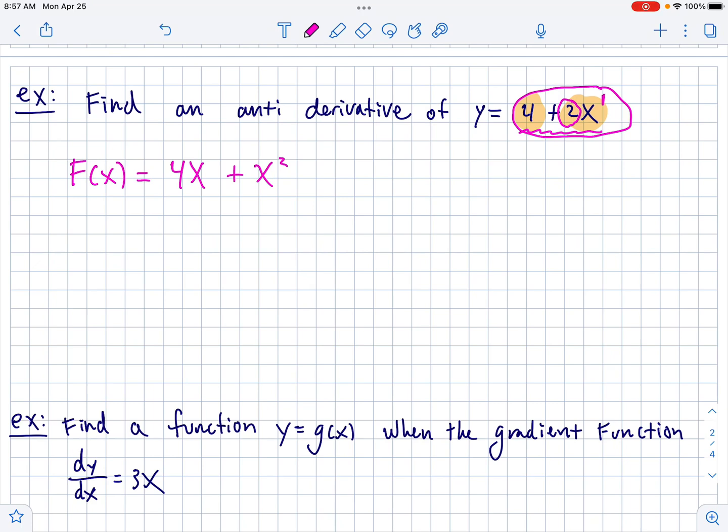Now, whenever I think I've found the answer, I always look at this right here and do a quick derivative in my head to make sure you get the original back. So if you take the derivative of this function, I do believe that you get 4 plus 2x. So this is the antiderivative.